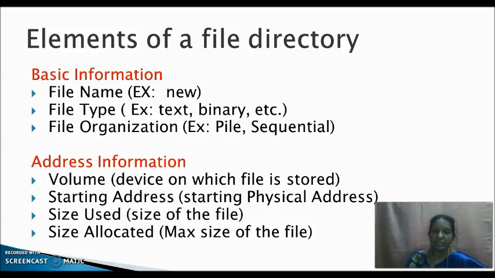Address information. It consists of volume, starting address, size used, and size allocated. Volume. The device on which the file is stored is known as the volume. For example, whether the file is stored in a hard disk or in a pen drive, etc. It is mentioned here in the volume. Starting address. The physical address of the file is stored in the starting address. Size used. Size of the file, for example, 1 MB, 2 MB, etc. Size allocated. Maximum size of the file.